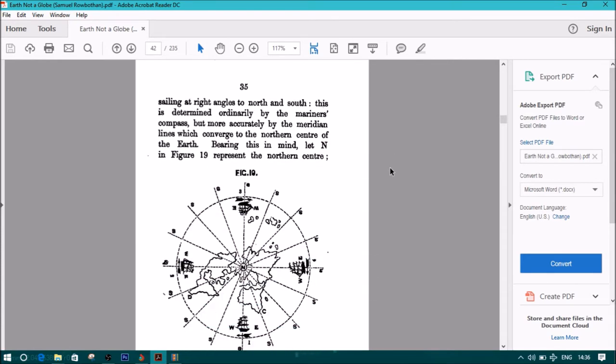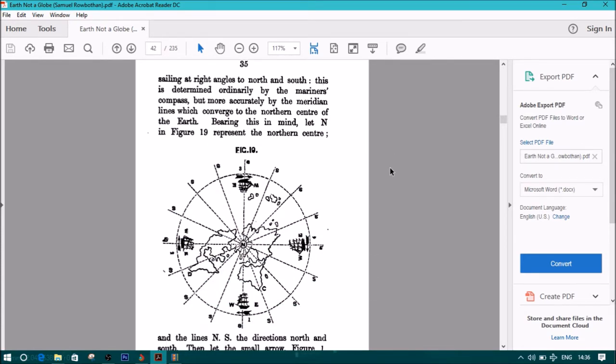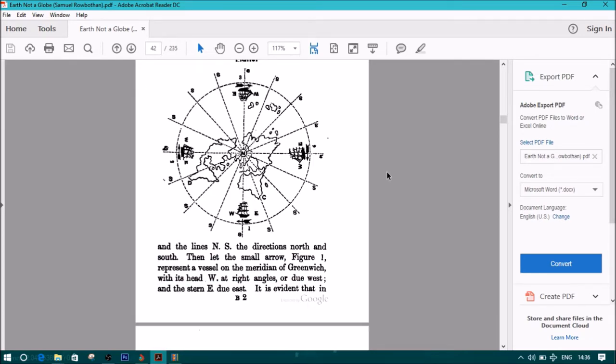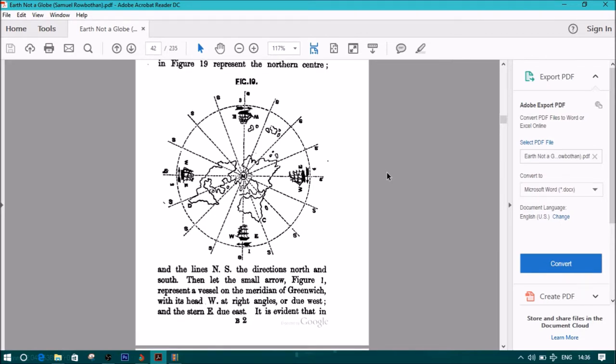Practically, it is sailing at right angles to north and south. This is determined ordinarily by the mariner's compass, but more accurately by the meridian lines which converge to the northern center of the Earth. Bearing this in mind, let N in Figure 19 represent the northern center, and the lines N S the directions north and south. Then let the small arrow, Figure 1, represent the vessel on the meridian of Greenwich, with its head W at right angles or due west, and the stern E due east.